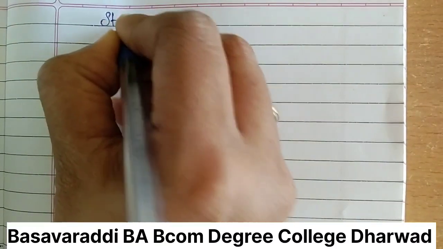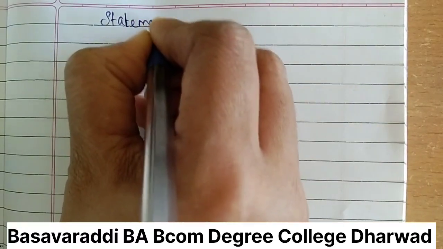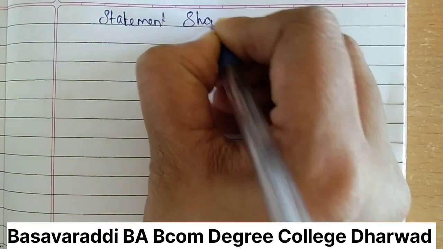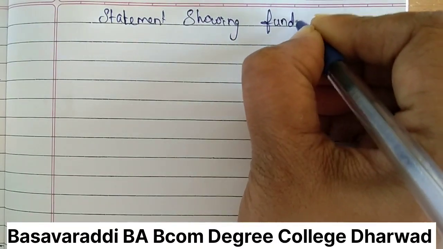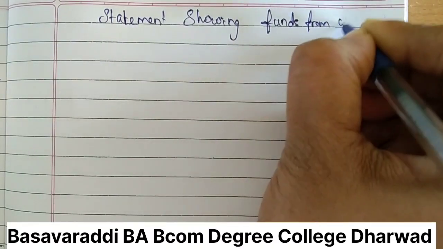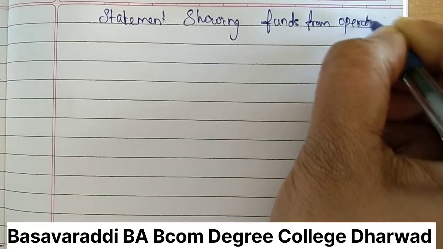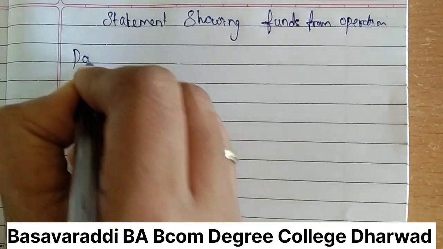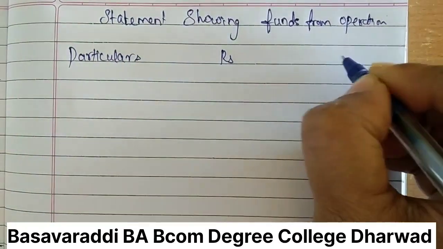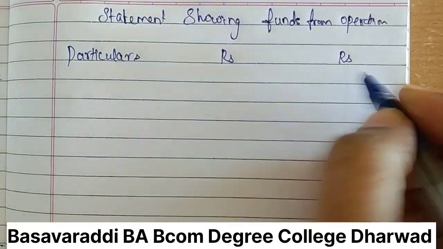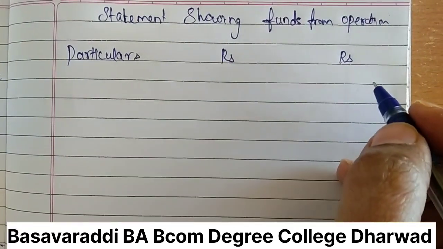Right? Statement showing funds from operation. So particulars, rupees, inner column, this is called the outer column.